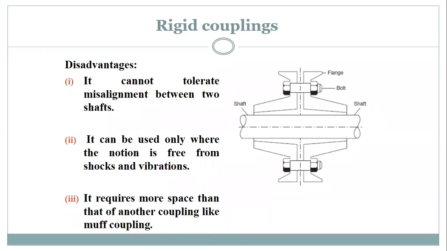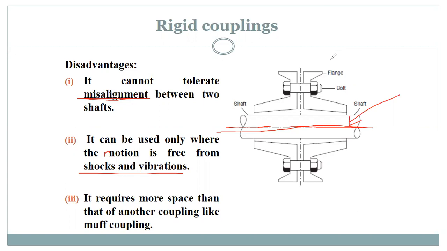See, the biggest disadvantage I told you is that these two shafts should be perfectly aligned. Even a little misalignment between the shafts, and the rigid couplings cannot be used. They cannot tolerate the misalignment of the shafts and they won't function properly. It can be used only where motion is free from shocks and vibrations. So if the shaft is going through a lot of shocks and vibrations, then the rigid couplings cannot be used. You will have to use the flexible couplings.